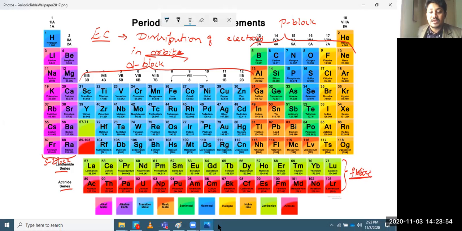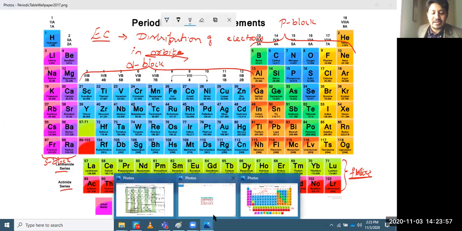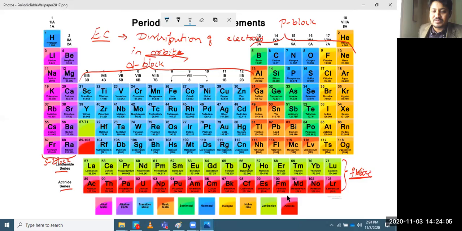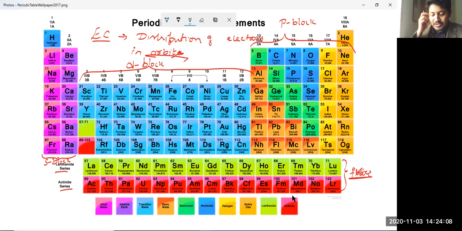F block elements. Why? Because the distribution of electrons is based on the blocks, I mean the classification of the periodic table in terms of blocks: F block, P block, S block, D block. This classification is based upon the type of orbital into which the last electron of an atom of an element enters. So that is the point.